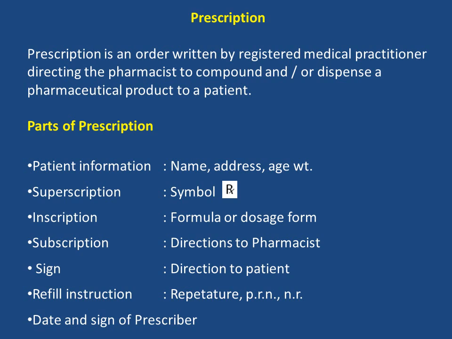Inscription is the formula or dosage form. Subscription is directions to pharmacist. Sign or signa is the direction to patient. Refill instruction is repetatur, PRN or NR. And lastly, the date and sign of prescriber.